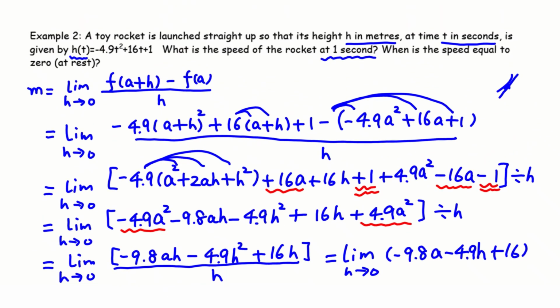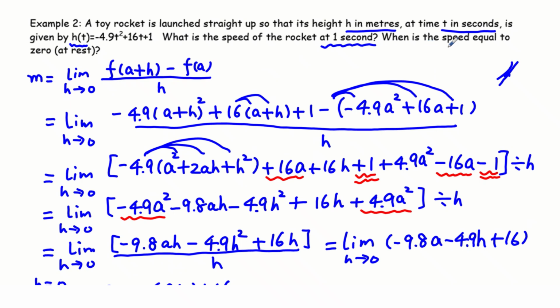The next question asks you, when is the speed equal to 0? So we are looking for the t value. And the speed equals 0 at rest, so we have only one time. So it asks you when the instantaneous speed equals 0, or in other words, when the instantaneous rate of change, the slope, equals 0. So if speed is 0, then it's not moving, so it is at rest.